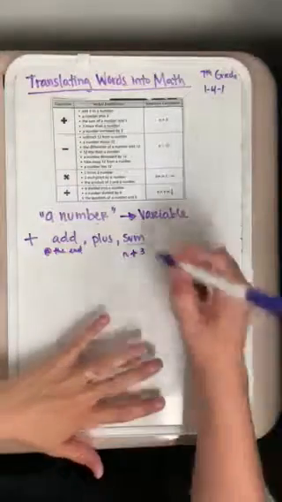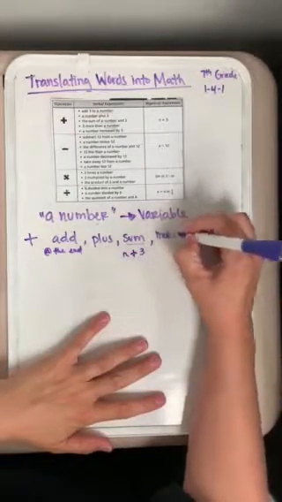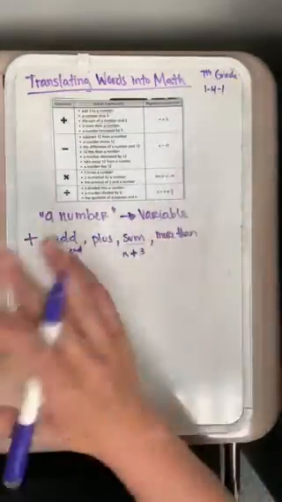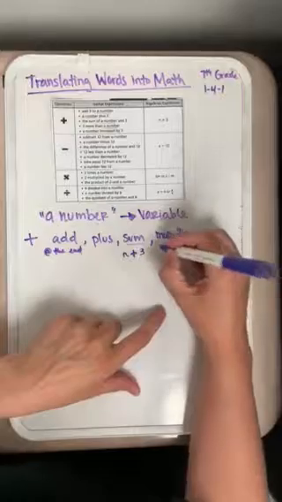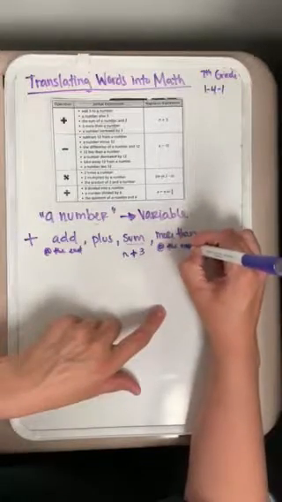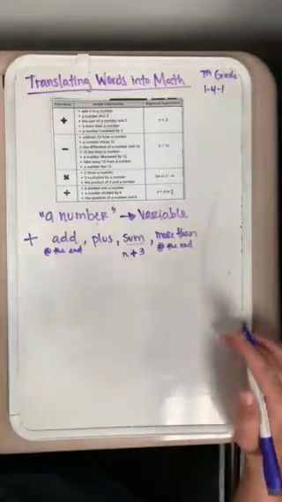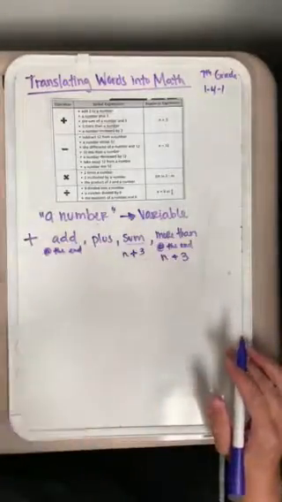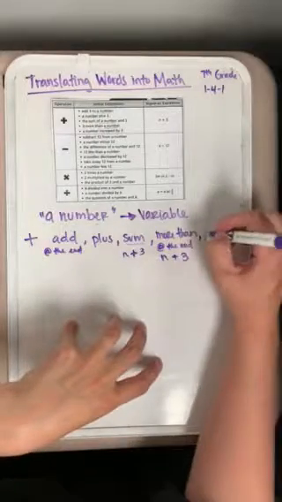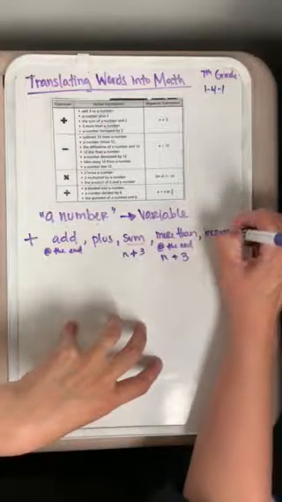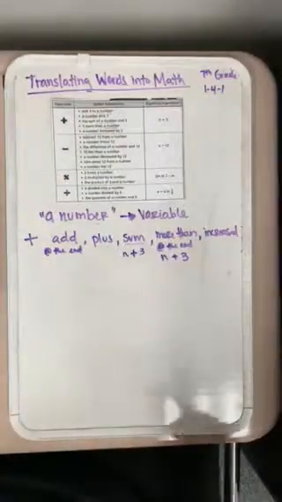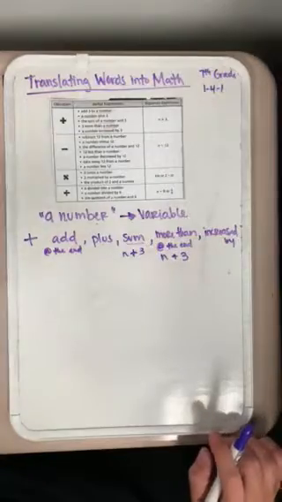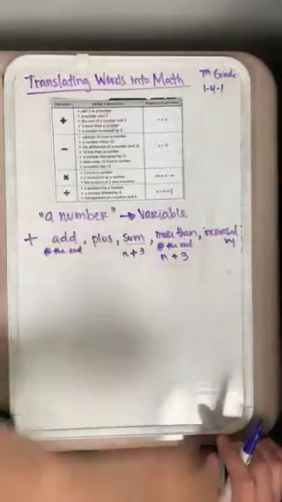3 more than a number. So if ever you see more than, same thing like add. You have to have something before you can have more than it. So this one's also going to be at the end. You kind of have to think a little bit backwards, okay? So 3 more than a number. And then we also have the word increased. A lot of times it's actually increased by. Okay, so those are our addition words that we want to watch out for.